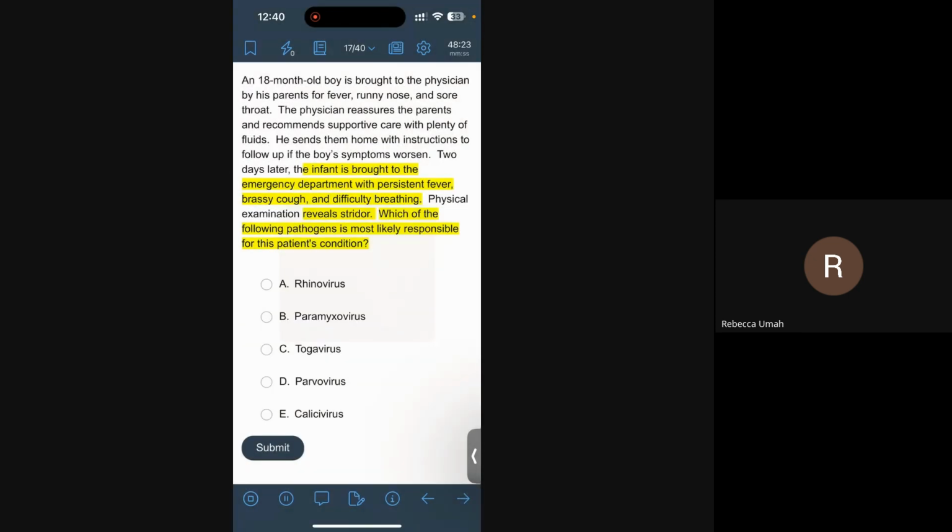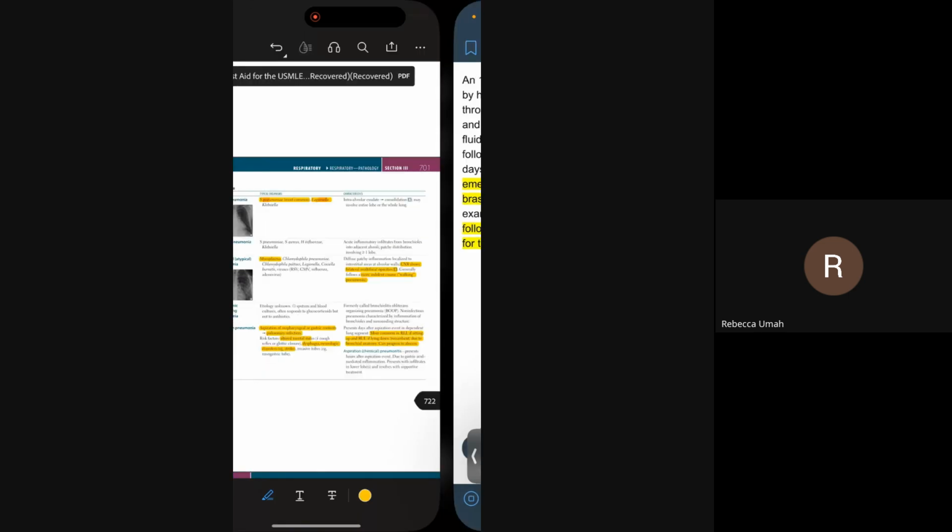And you can clearly see the history. The patient first develops fever, runny nose, and sore throat, and 2 days later he develops the stridor and persistent fever and brassy cough and difficulty breathing. Two days later, not immediately.